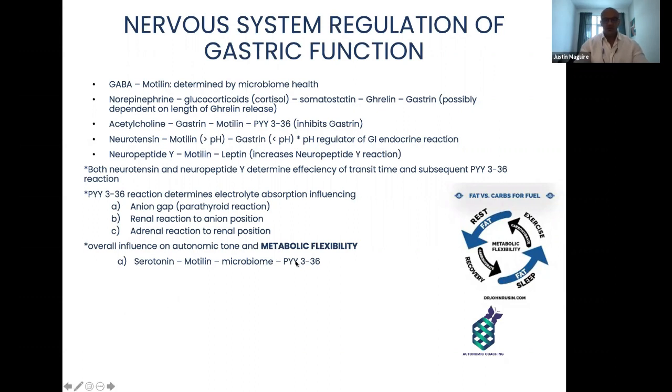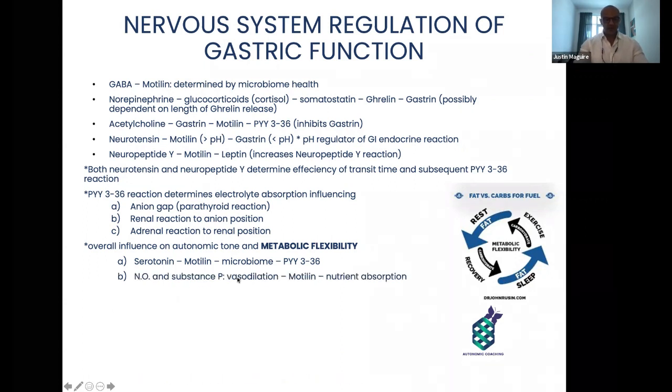PYY336 also plays a huge role in regulating the subsequent rate of motilin release and subsequently aiding the starvation of unwanted bacteria from proliferation. Nitric oxide and substance P aid in the vasodilation of the intestinal tract, which is not necessarily a bad thing, but can also be detrimental.